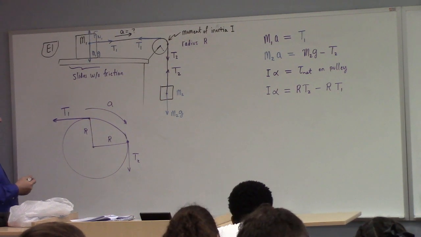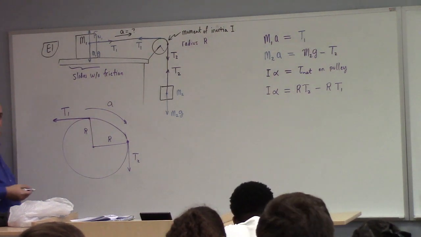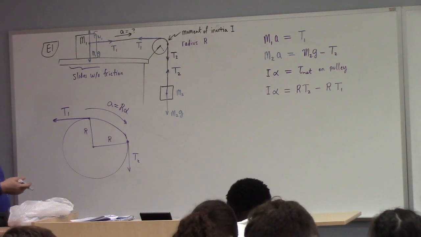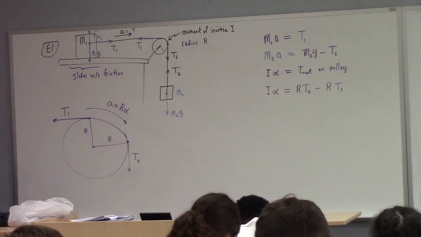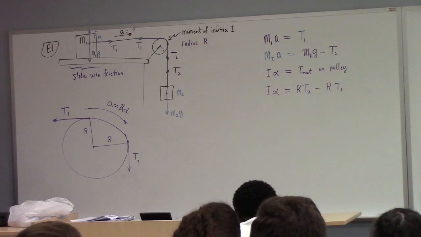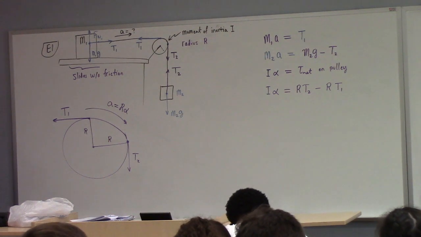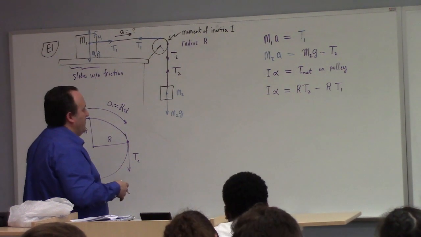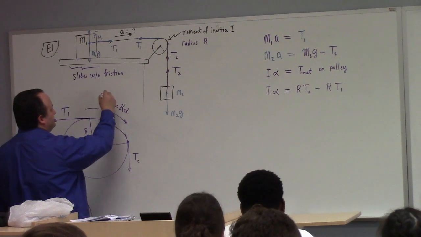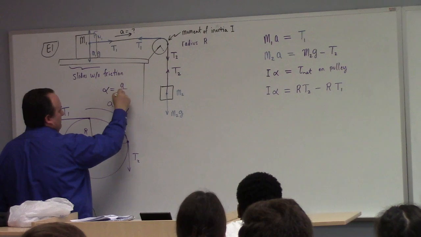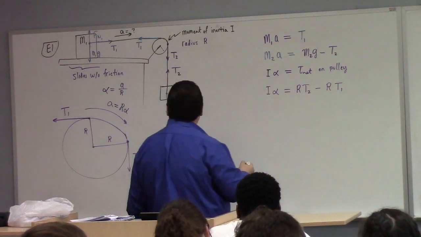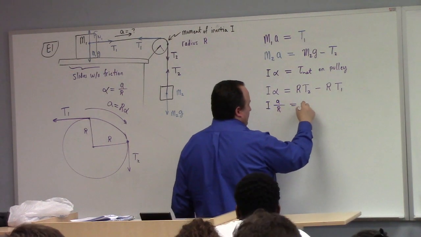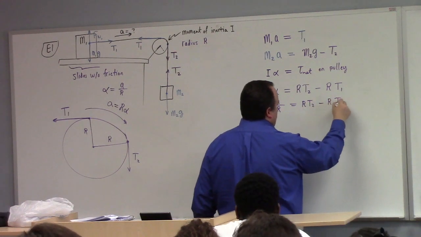How is acceleration related to the angular acceleration of the pulley? Well, A is equal to R alpha is how they're related. That assumes that the rope does not slip. So if I multiply by R... wait a minute, no, I'm a dummy. So alpha is what? A over R, right? So this gives me I times A over R is equal to R T2 minus R T1.